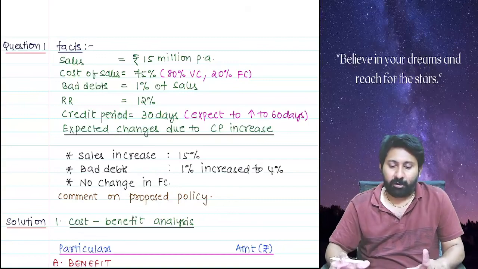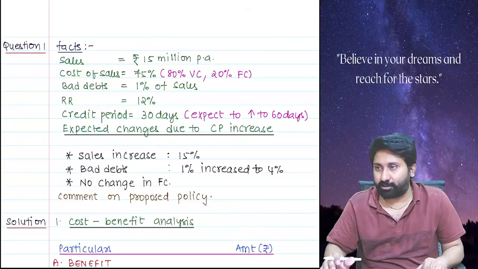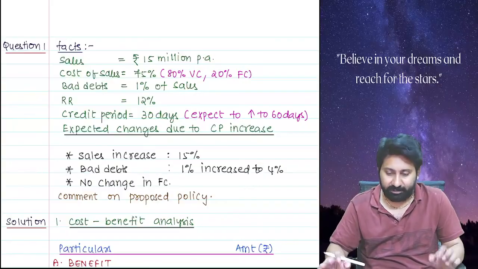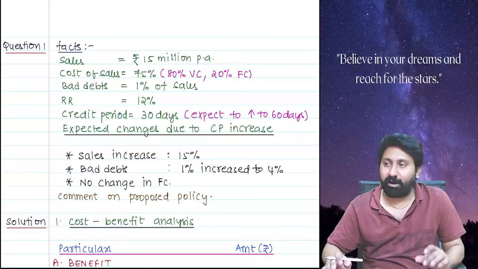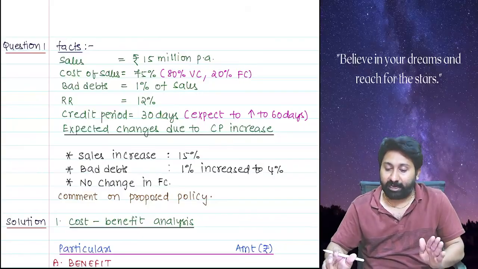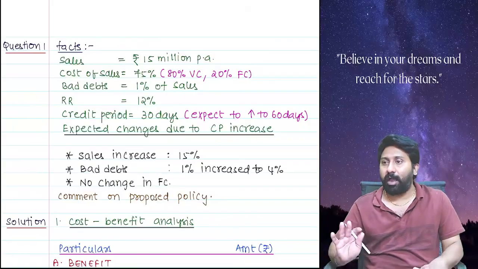Next, cost of sales 75%. In that 75% cost of sales, 80% is the variable cost, 20% is the fixed cost. Bad debts 1% of the sales. Required return to the company 12%. Credit period 30 days. Now we are expecting to increase it to 60 days. Okay, this is the policy we are going to amend.